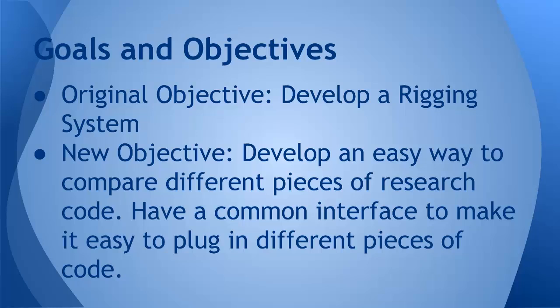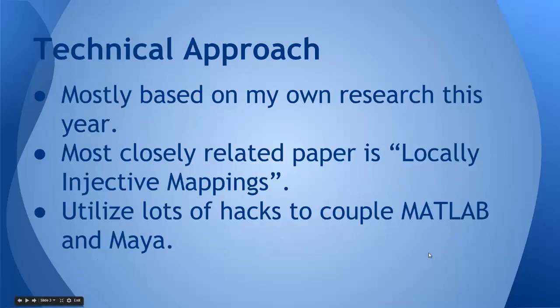I think the main problem here is that I wanted to tie my research into 660, but the research just didn't end up getting far enough. So we had to change midway, and we ended up with a strange, I don't know if you can call it a tool so much as a thing that lets you compare two different algorithms. The technical approach is mostly based on my own research this year.